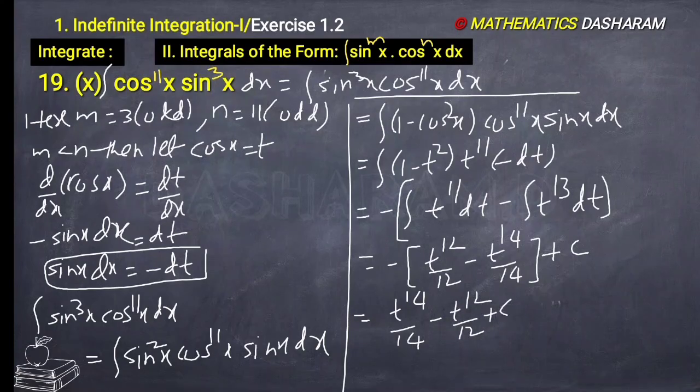Now substitute the t value. The t value is cos x, so cos to the power of 14 x divided by 14 minus cos to the power of 12 x divided by 12 plus c is our required answer.